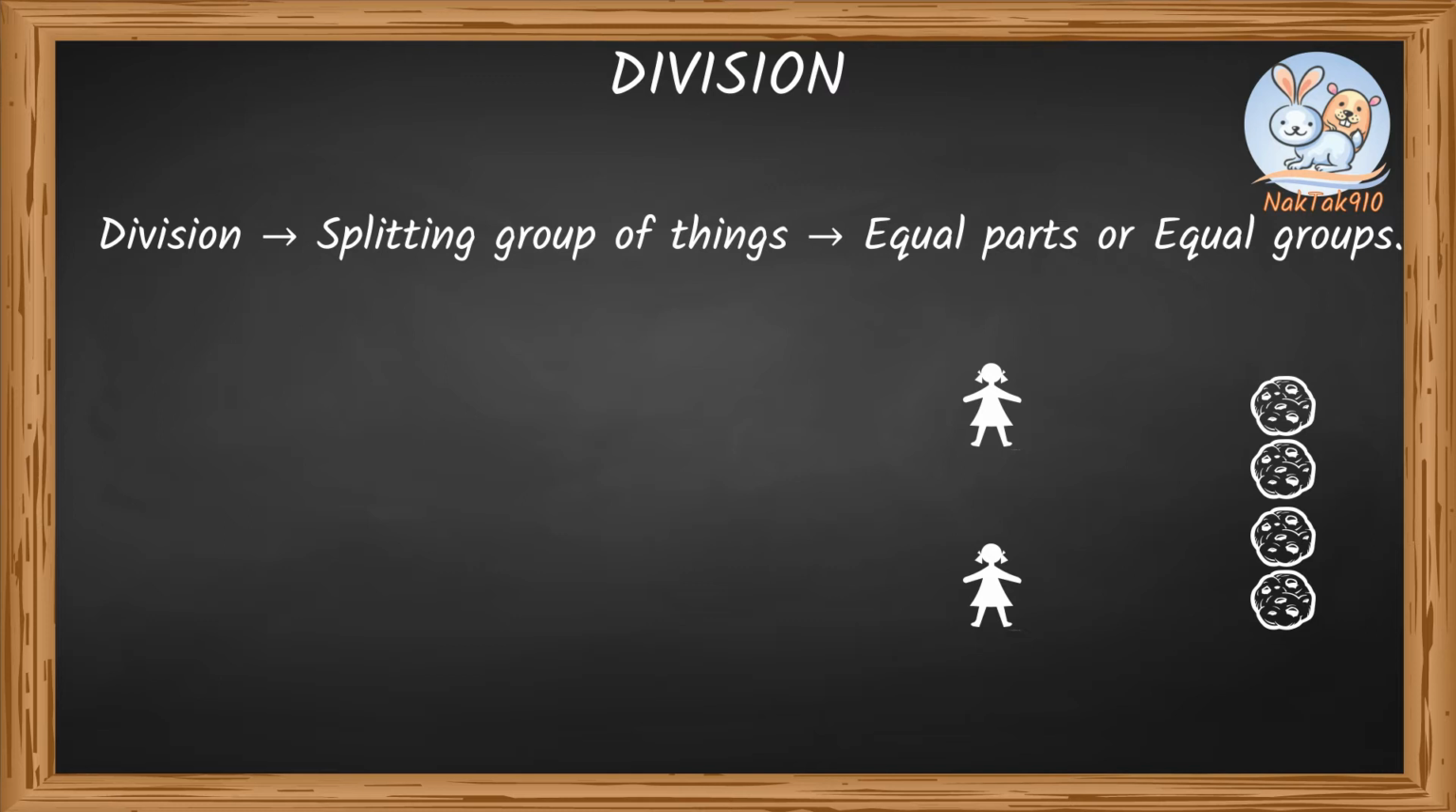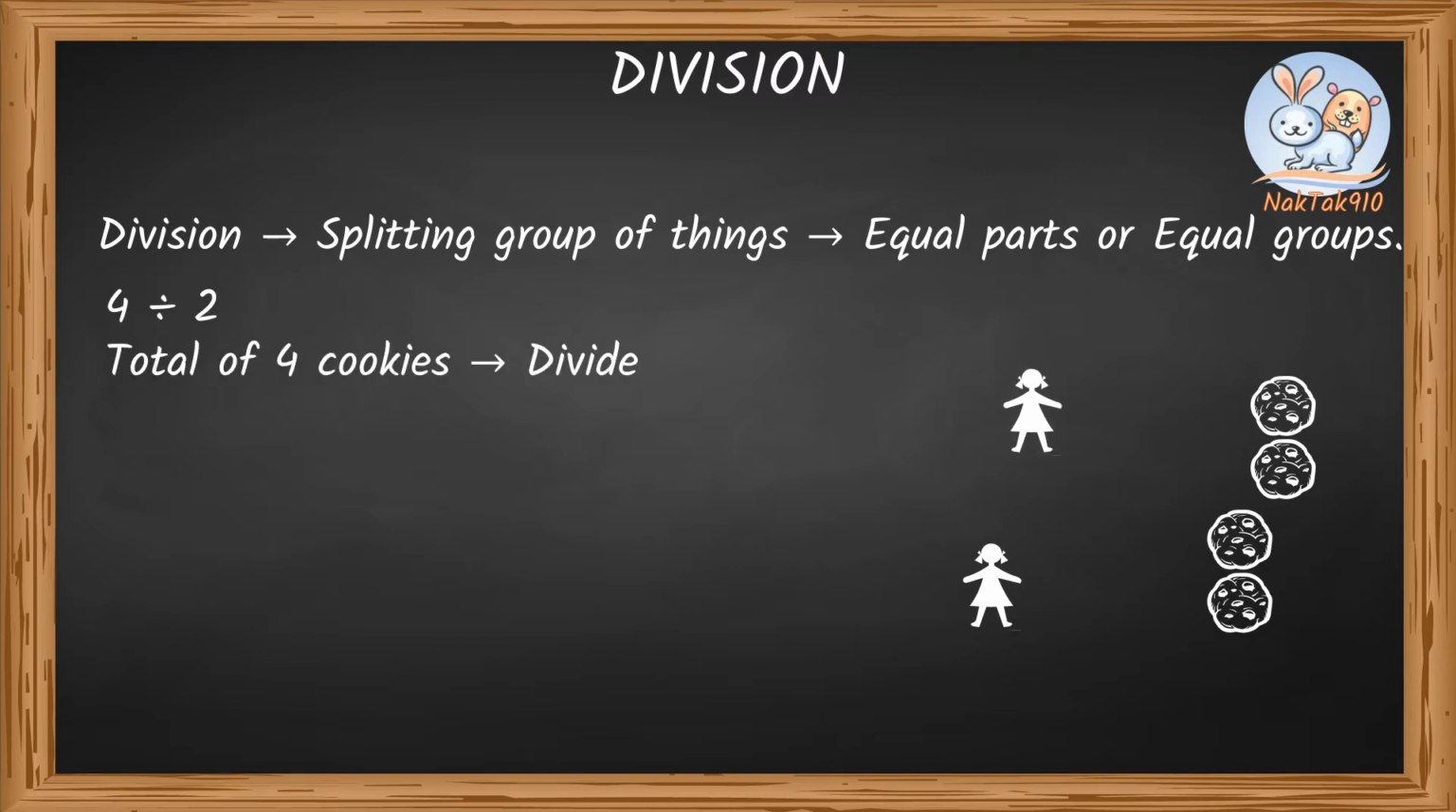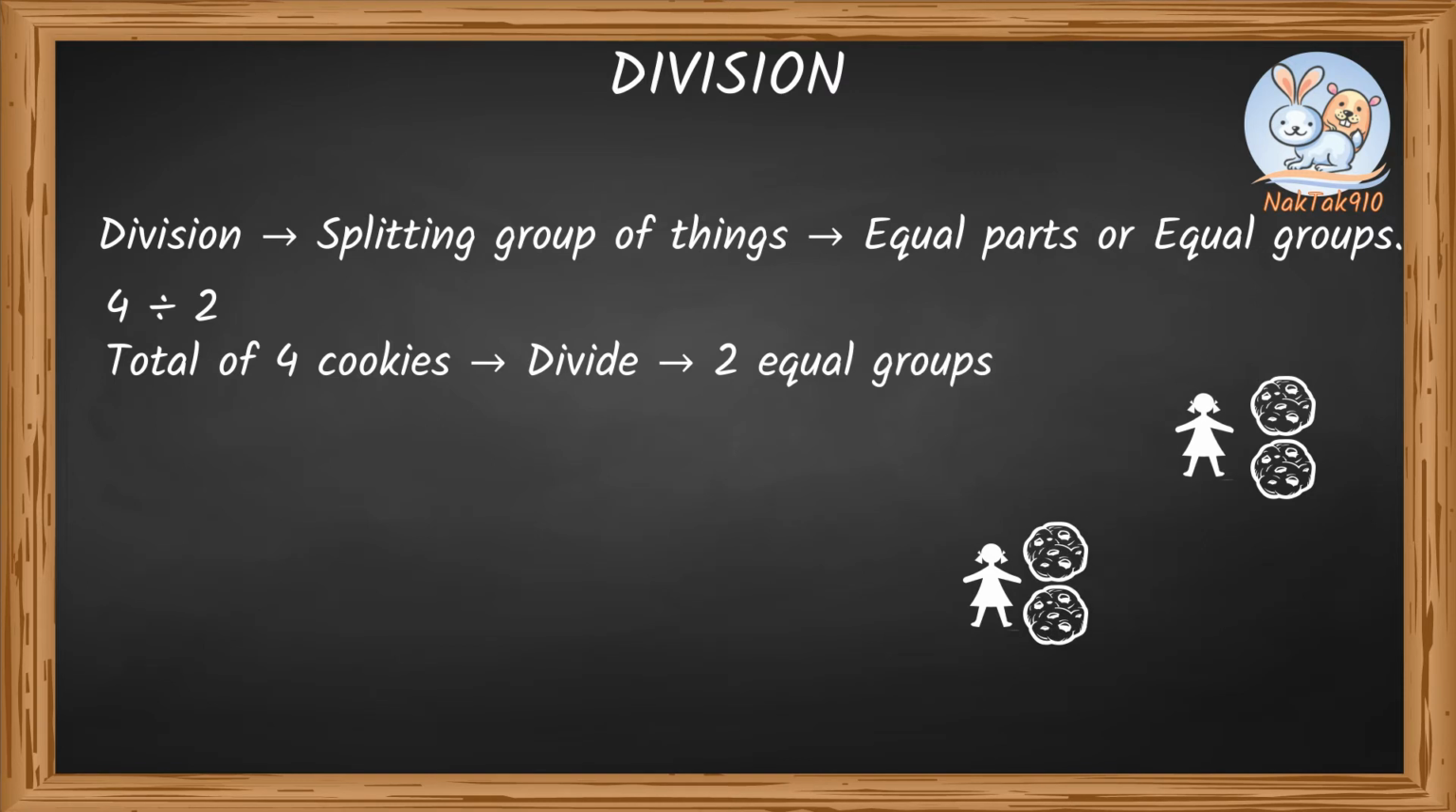So we represent this data as 4 divided by 2, which means that there are a total of 4 cookies and you want to divide them into 2 equal groups. Got it. So we use division when we want to divide into equal groups. But how can we divide them?